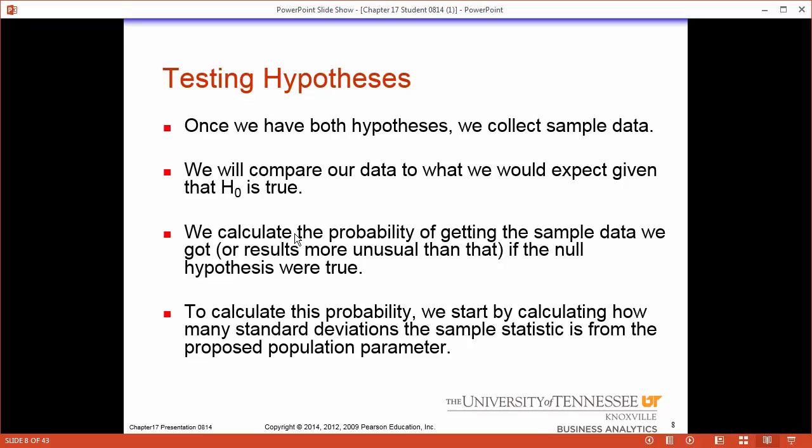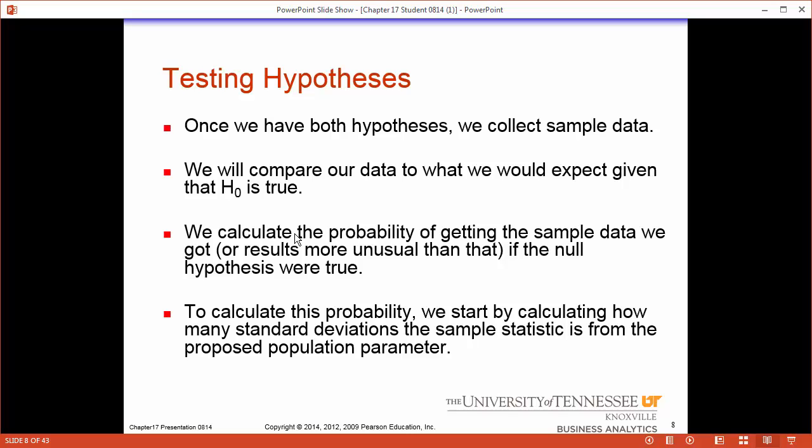Once we have both hypotheses, we'll need to collect data. We need to figure out if the null is true. In statistics, we can't ever prove something is true, but we can show the probability of getting our results in the sample data given that the null is true. That is what a p-value is.